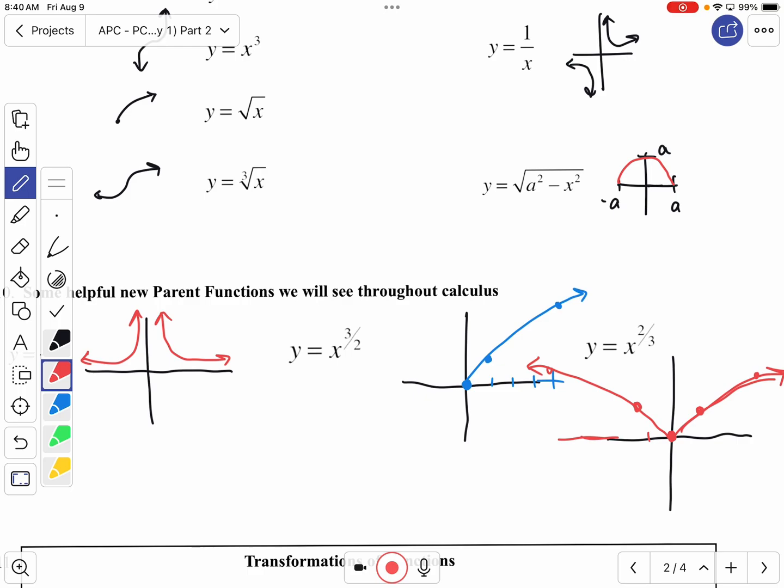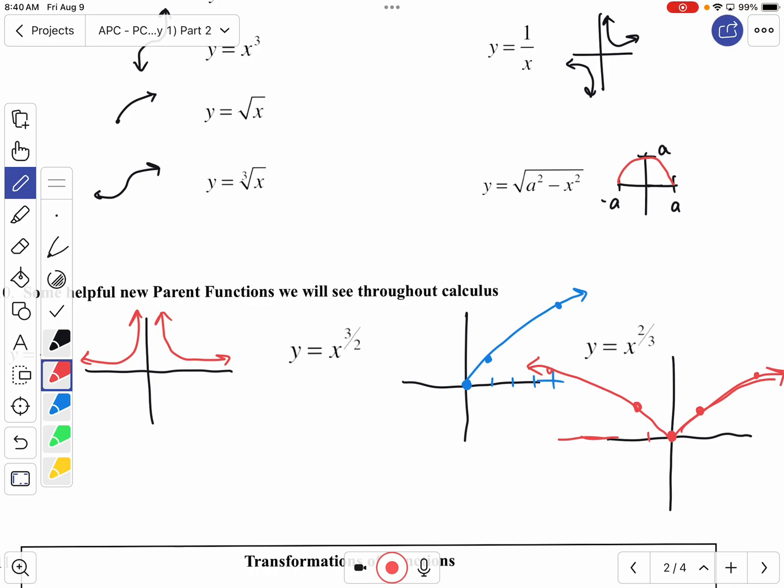You know what I'm talking about? Like V's. So I like to refer to it as a bird. So if I say give me the bird, no, I'm just kidding. This is what I'm talking about. Our 2/3 looks like a bird. Right? So just some new functions, parent toolkits.